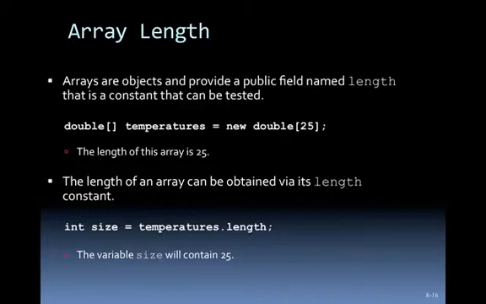Notice I said property and not method. Notice in the code example at the bottom of the slide that there are no parentheses. This is not a method call. This is a property. This is a data item. Somebody made this public data item when they designed the array for us. Let's take advantage of it.